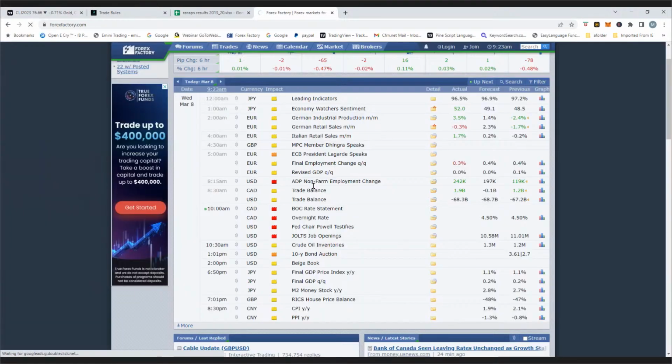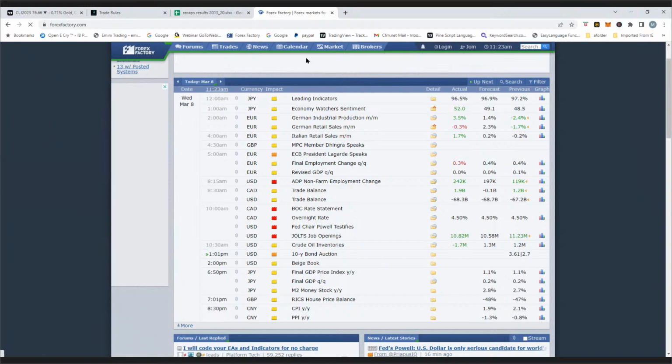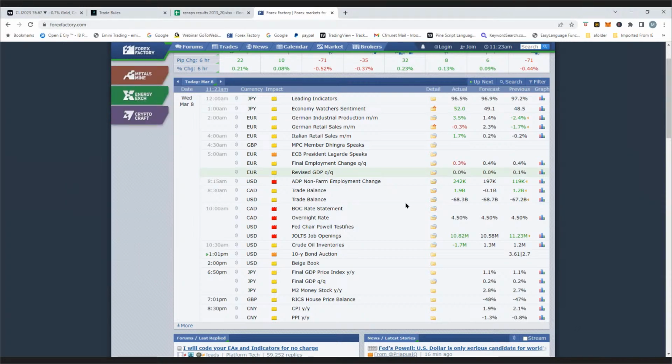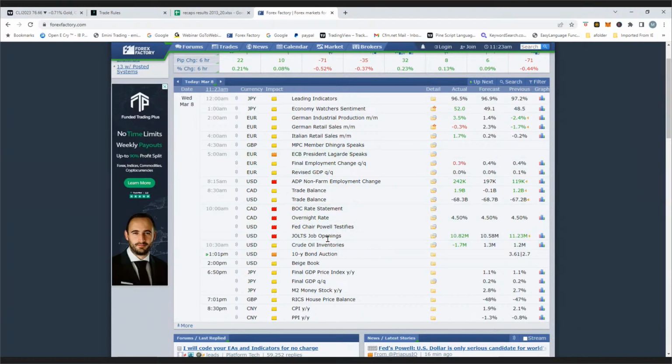If you look at this, for you guys that don't have your own news site that you go to for news, this is a pretty good one. I go to forexfactory.com. It's free. The crude inventories came in with a draw of 1.7 million barrels. They're expecting a build of 1.3. It used to be that would be a red thing, but now they're calling it good news.